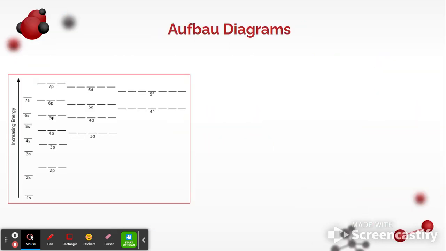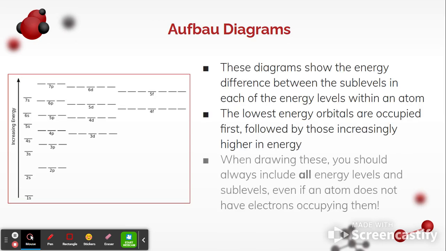Aufbau diagrams. Aufbau diagrams show the energy distribution between the different sublevels in an atom. The lowest energy orbitals are occupied first, and the sublevels that are occupied subsequently are based on increasing energy levels. When drawing these, include all 7 principal energy levels, even if an atom does not necessarily have electrons occupying them.